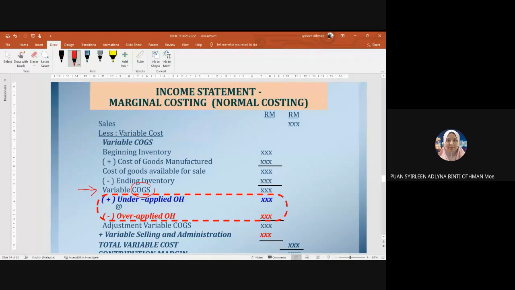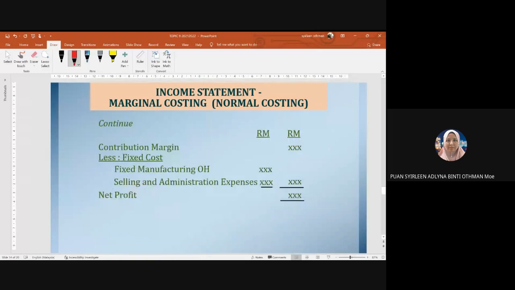Kenapa variable COGS? Sebab the cost per unit produk yang kamu kira dari atas ni tadi, okay, hanya ambil kira variable cost sahaja. Okay, so yang di bawah ni instead of getting adjusted COGS, you akan dapat adjusted variable COGS. Okay, so after that, baru kita akan ambil kira kita punya fixed MOH. Nampak fixed MOH tu dia akan duduk di bawah expenses di sini.